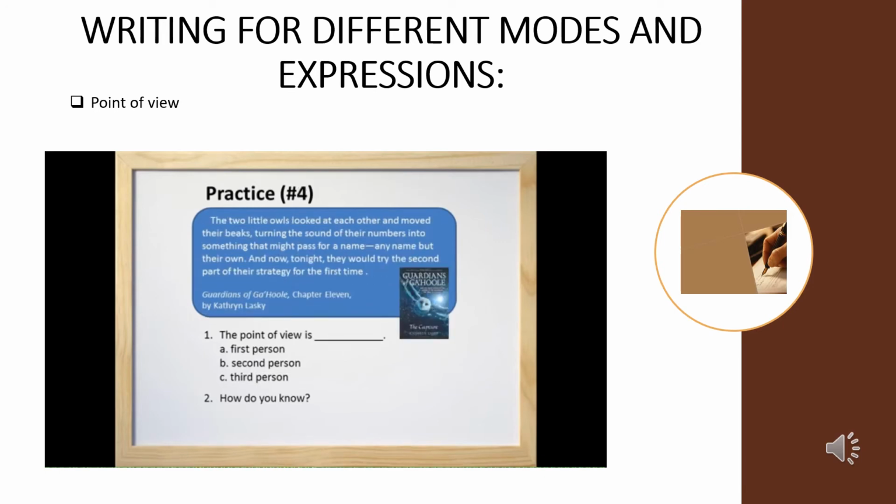Practice number 4. These words are taken from the story Guardians of Gahuli, Chapter 11, by Catherine Lasky.